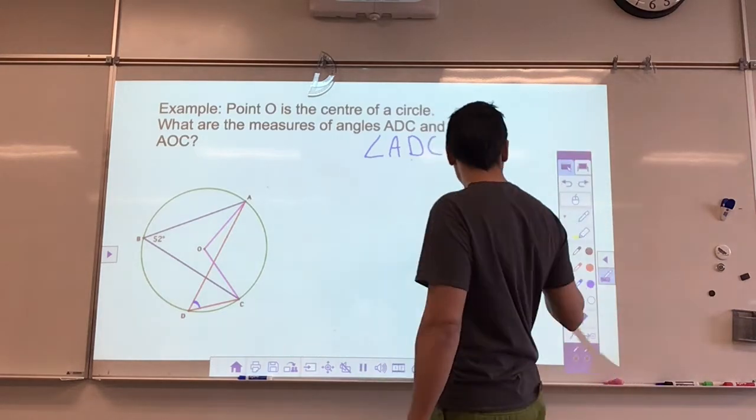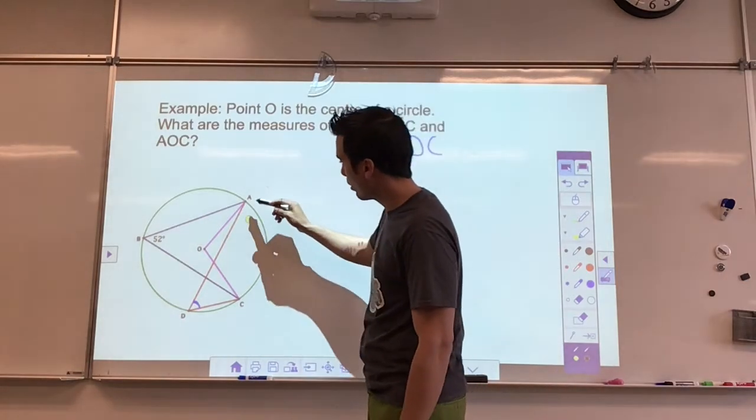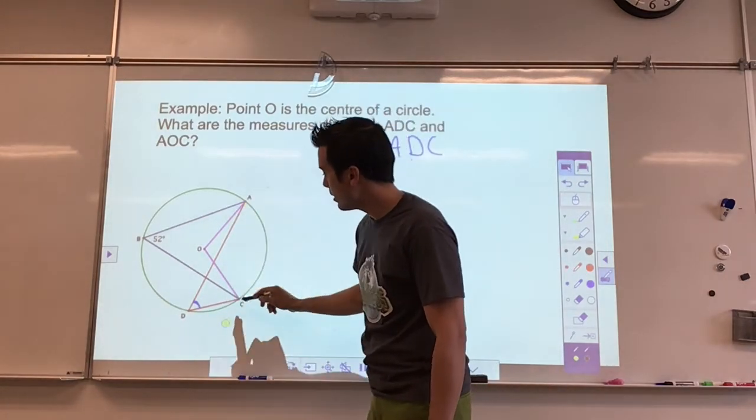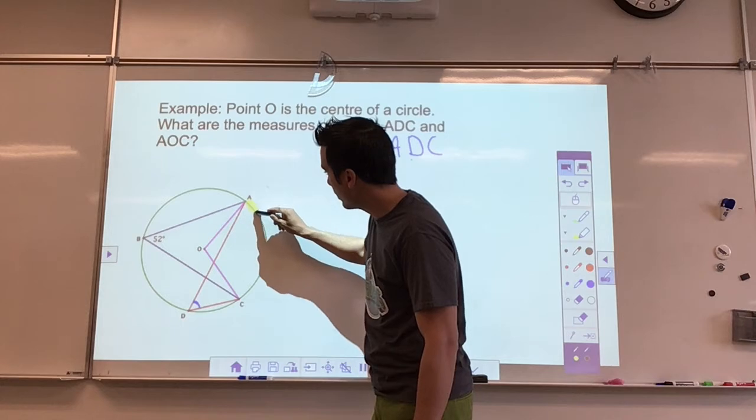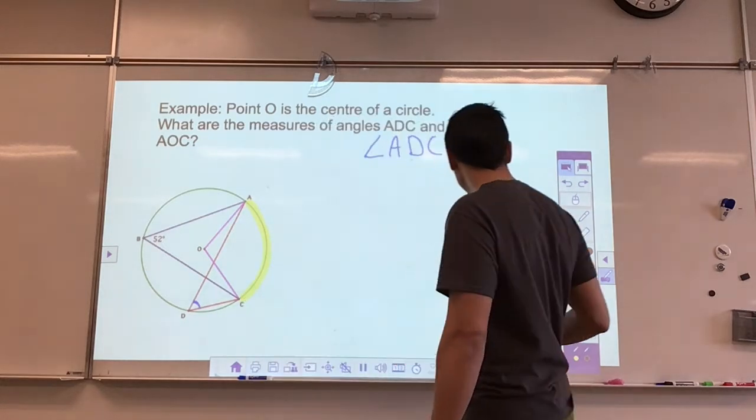So again, I'm going to go back to my strategy of highlighting an important arc. I'm looking for angle ADC. I notice that it's standing on, or being subtended by, this arc right here.